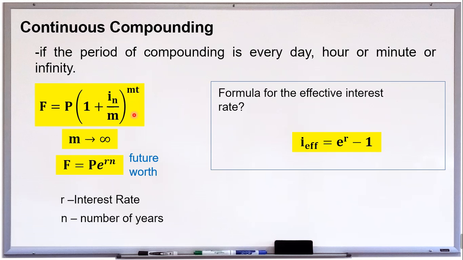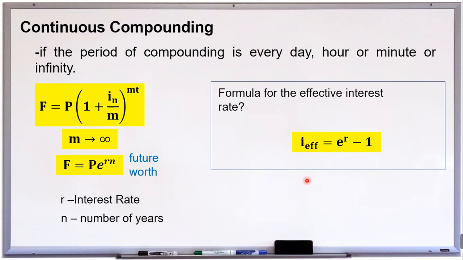Now, for the case of continuous compounding, our compounding scheme, which is m, approaches infinity. Thereby, this original equation will reduce to F equals P times e, the Euler's number, raised to Rn, wherein R here is the interest rate for continuous compounding, and n should be expressed in years. And the formula for solving the effective interest rate for continuous compounding is by using this equation.